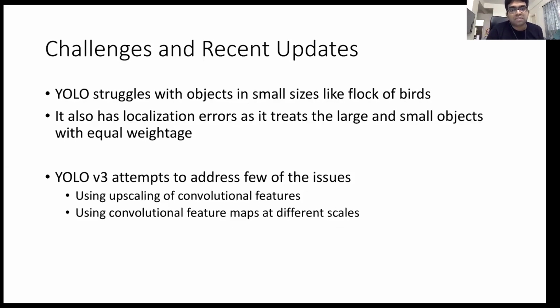and the large objects are given equal weightage in terms of the bounding box error that comes in. To address that, YOLO came up with a new version just a couple of months ago, in March, I guess. In this version, they try to address a few of these issues by upscaling convolution features and also using feature maps at different scales. It's a very easy paper to go through, and I guess everyone can try it, because as of today the state of the art is YOLO v2, and they have improved it further.